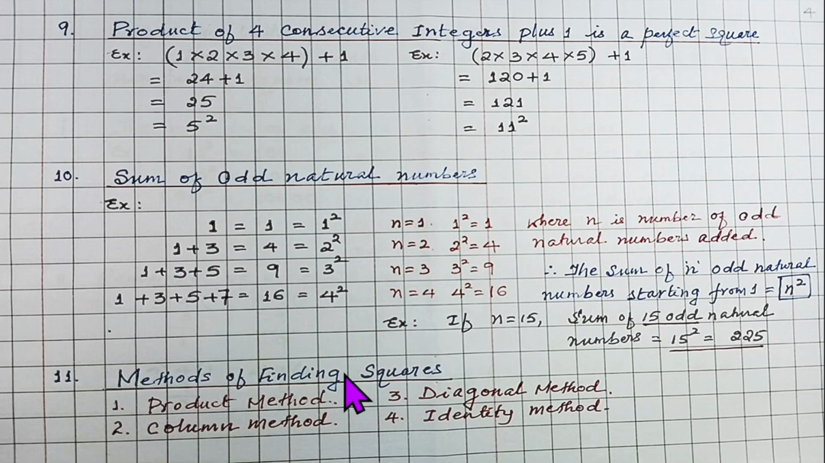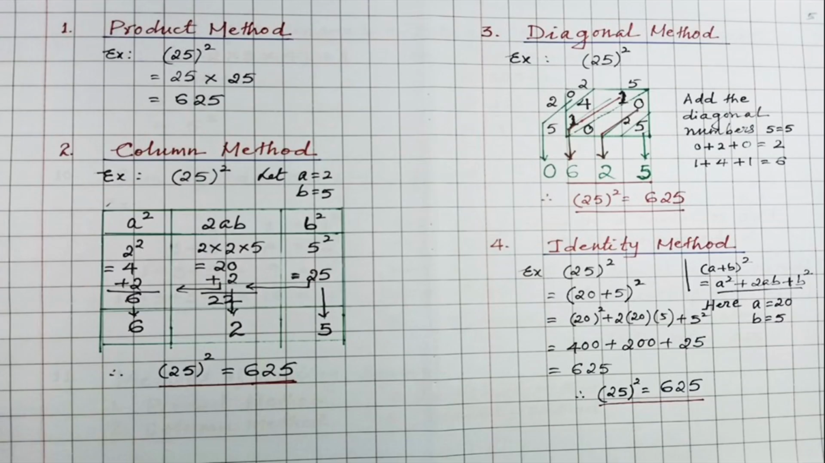Remember that. Now, how to find the squares of any given number? There are different methods: the product method, the column method, the diagonal method, and the identity method. Let us understand these methods one by one. Now let us go to the product method. The product method is very easy. If you are asked to find 25 square, just multiply 25 into 25, you will get 625. That means you have to multiply the number 2 times, that is 25 into 25, because it is a square number.